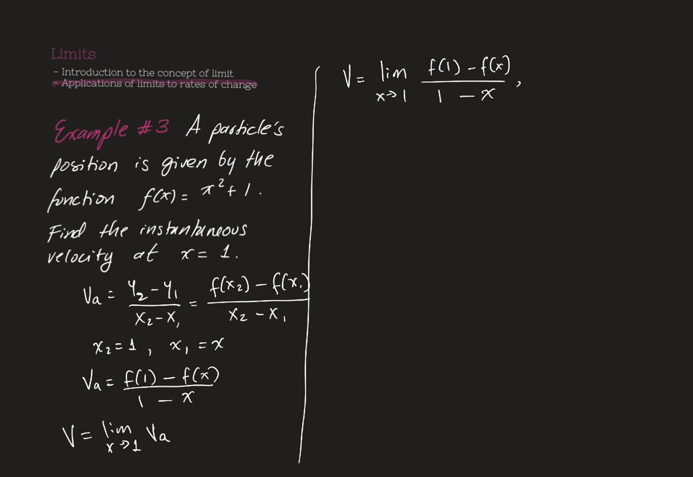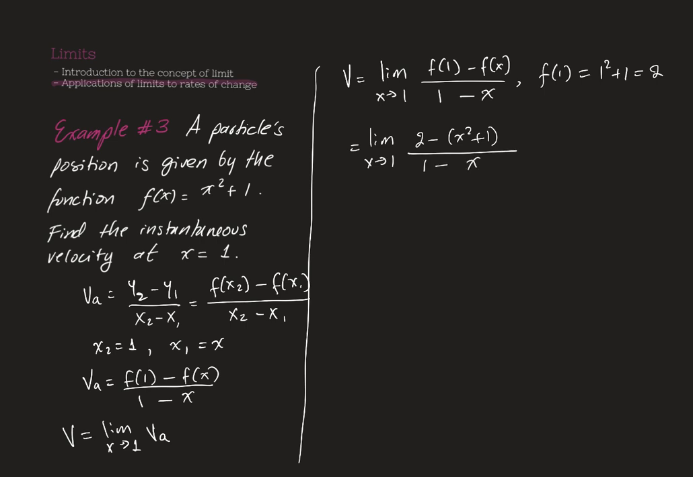Now f of 1, we can evaluate it: it is 1 squared plus 1, that's equal to 2. So we can substitute it, and we can also substitute f of x. So this is the limit when x goes to 1 of f of 1, which is 2, minus f of x. F of x is x squared plus 1, divided by 1 minus x.